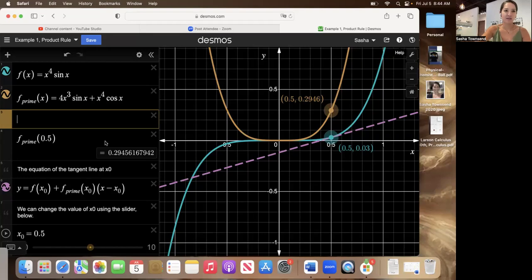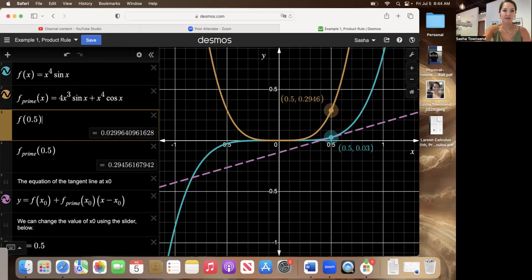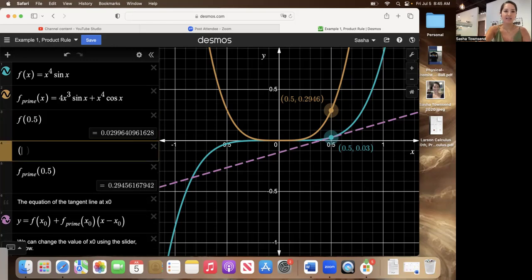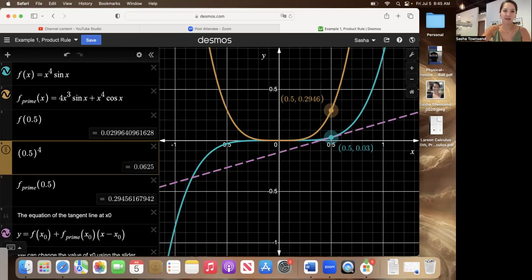So my function value at 0.5 is just f evaluated at 0.5, which is approximately 0.2996. Or I can use the calculator, that's 0.5 raised to the 4th times sine of 0.5. And see, we get the same number either way. So we can just use the function notation or this notation and it's going to give you the same answer. So that is our y value.